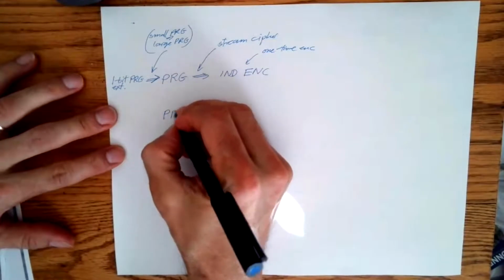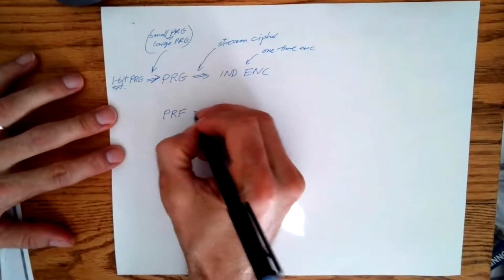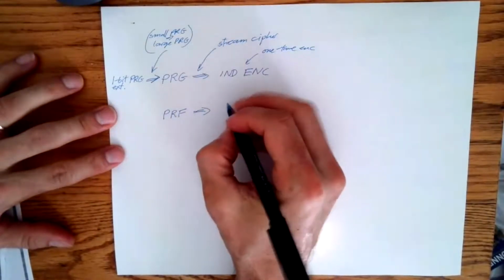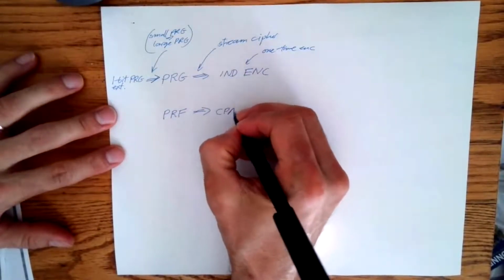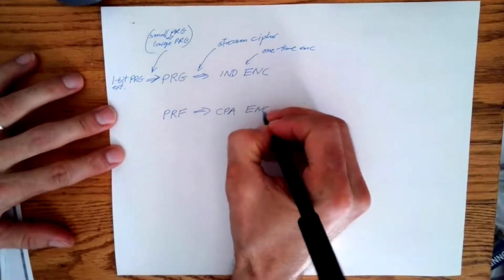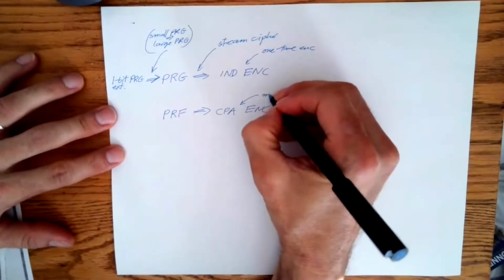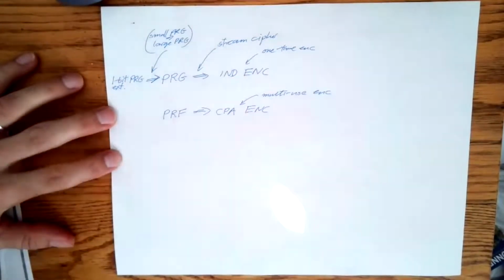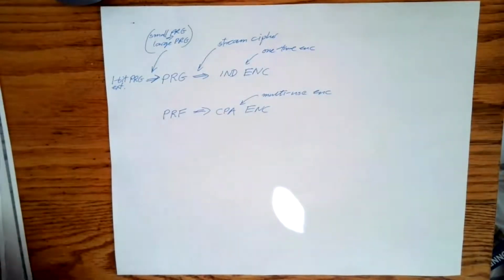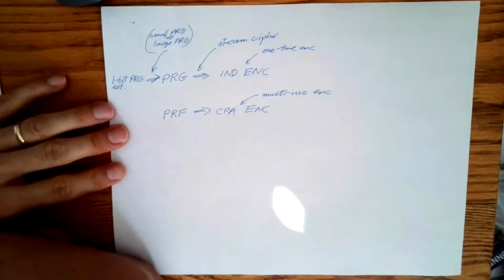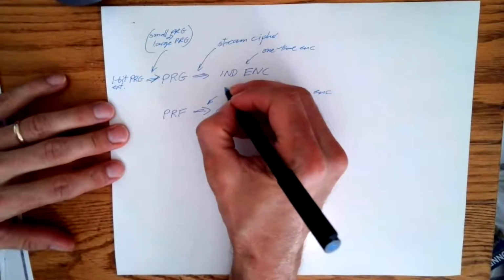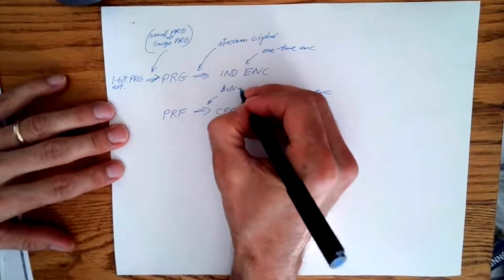We also have seen that if you have a PRF, then you have a CPA secure encryption. So this is a multi-use encryption, right? Where you can use it many times with the same key. And an example of the construction was a randomized counter mode.